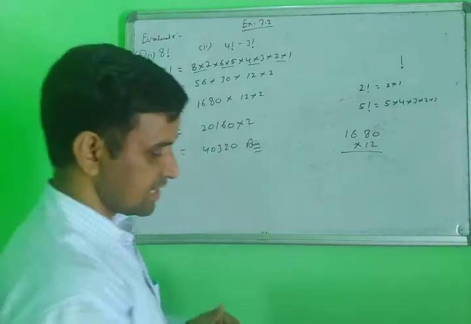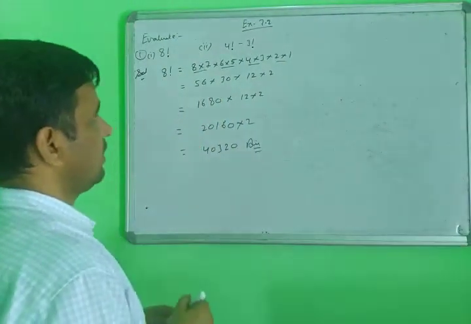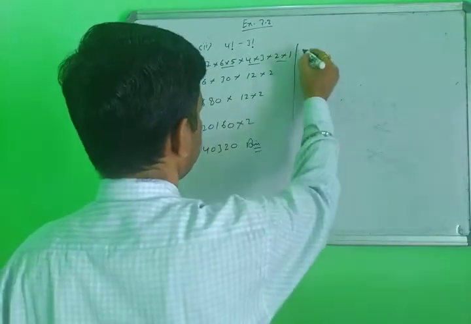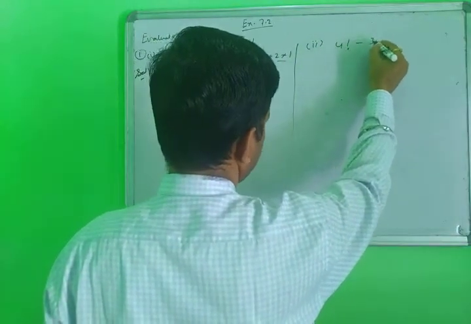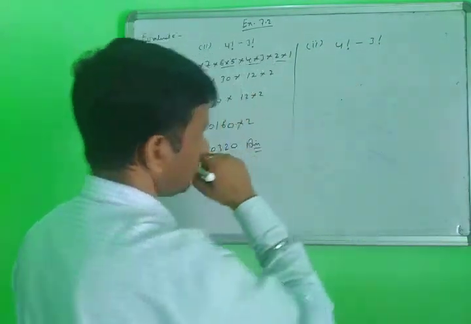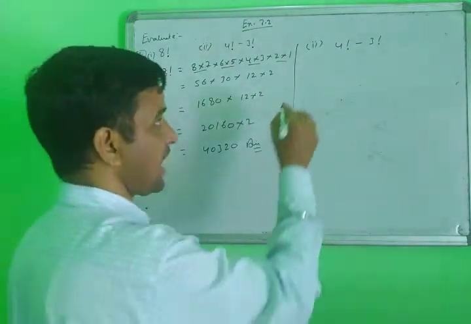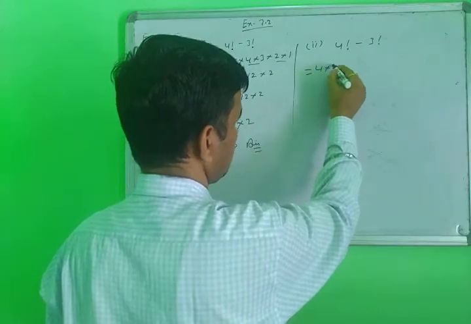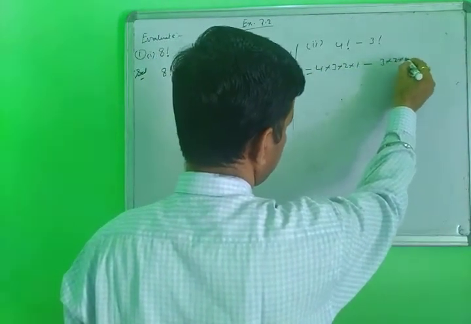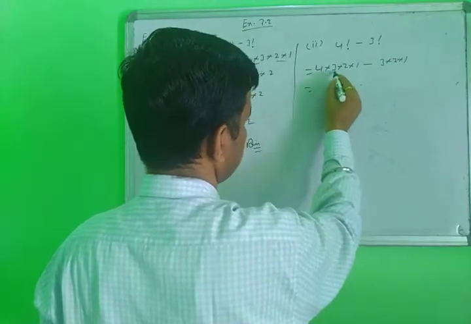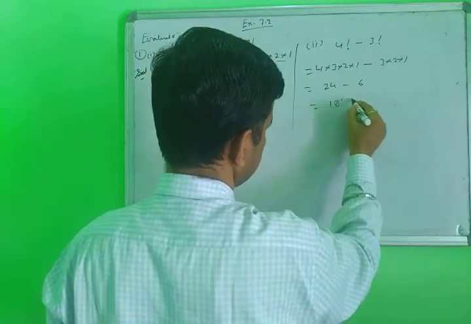Now start the second part here. What is the result of the second part? Factorial 4 minus factorial 3. But don't directly substitute 4 minus 3 is 1 and then take the factorial. Don't do that directly. First you expand it: 4 into 3 into 2 into 1, minus 3 into 2 into 1. Then 4 times 3 is 12, times 2 is 24, and 3 times 2 is just 6. The answer is 18.